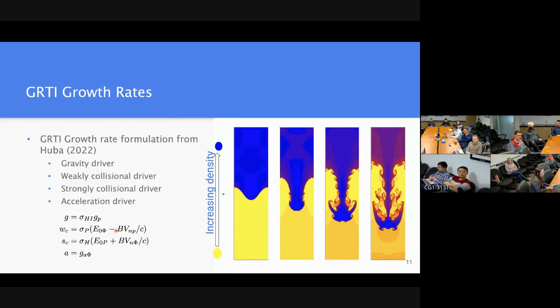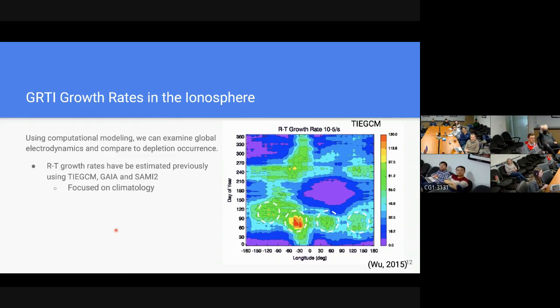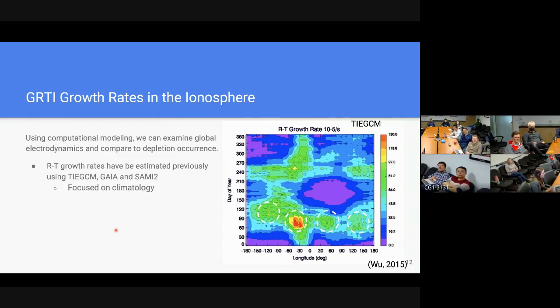Okay, so in this case, I want to look at how the growth rates are affected by geomagnetic activity. And there have been a couple of previous studies that have looked at the growth rates in the ionosphere using other models. So there are a couple of previous studies on HIGCM and GAIA and also on SAMI2. These are all primarily focused on climatology and to look at seasonal or tidal effects. But in this case, since I want to look at the effect of geomagnetic activity specifically, I'm doing an event study as opposed to longer term studies to look at climatological effects.